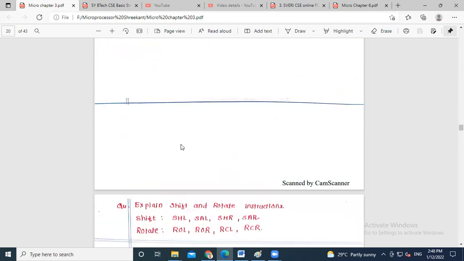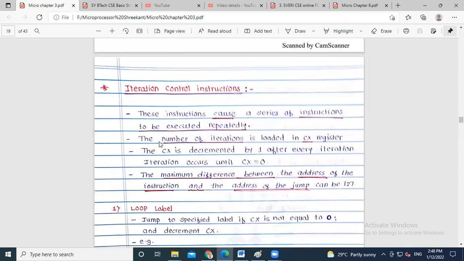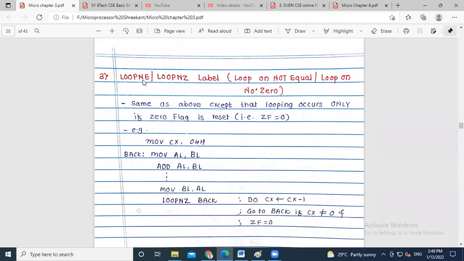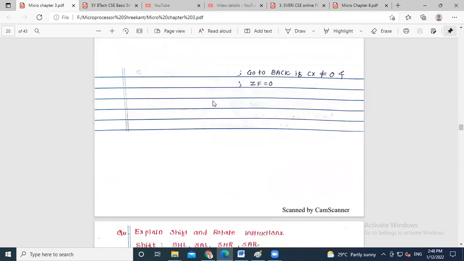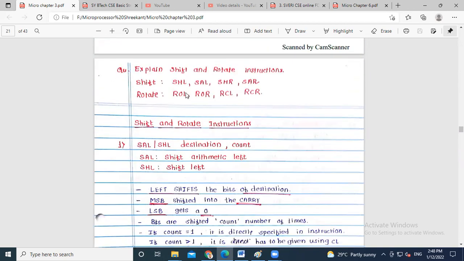Okay. So these are the three main categories in the iteration, that is, iteration control instructions. So loop label, loop equal or loop on zero, loop on not equal or loop on non-zero. Okay. So these are the iteration looping statements. Now I'll go to the next category, that is, shift and rotate instructions.